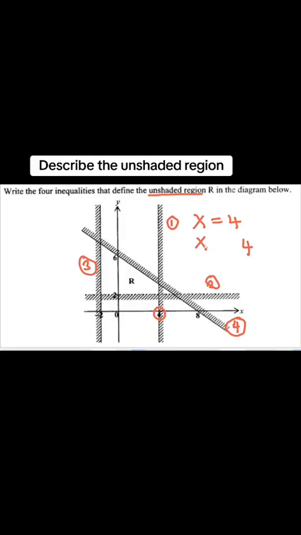So this will be x less than or equal to what? To 4. The reason why I've said x less than or equal to 4 is because of the line. This is a solid line, just drawn like this. But if we had a dotted line like this, we would have just said x less than 4. So this is the answer for our line 1.